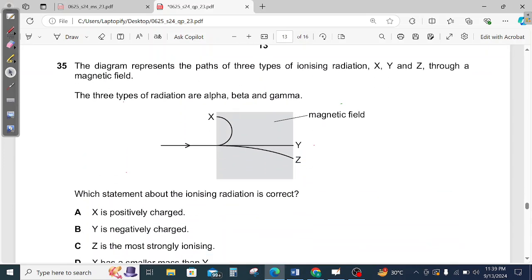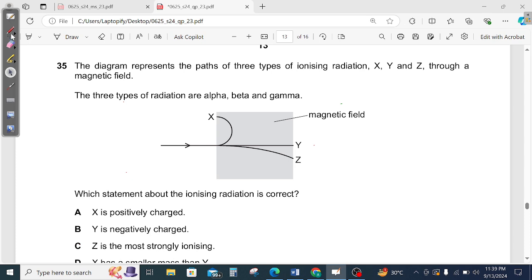The diagram represents the path of three types of ionizing radiation X, Y, and Z through the magnetic field. The three types of radiations are alpha, beta, and gamma. Basically, if you look on the diagram, remember I will give you a little bit hint. This is the radiation coming from any radioactive source. When these radiations enter the magnetic field, then they deflect into different paths. It depends upon their masses.